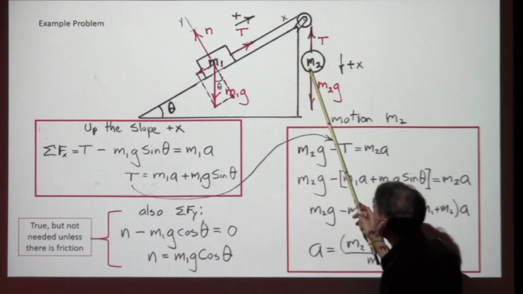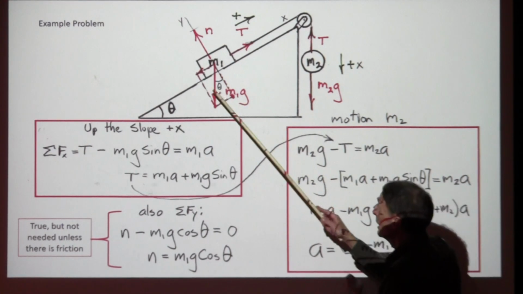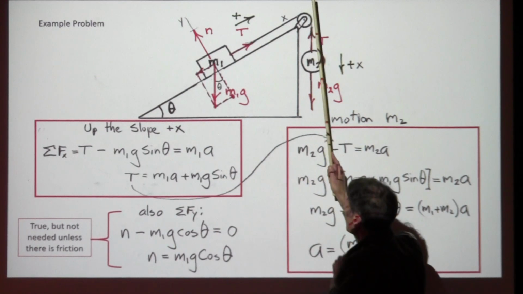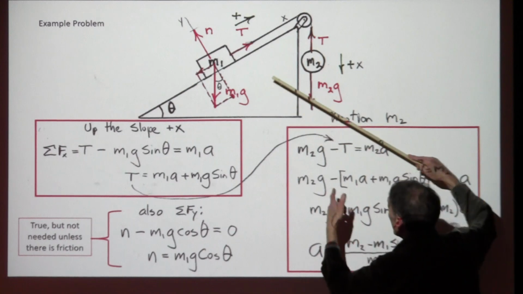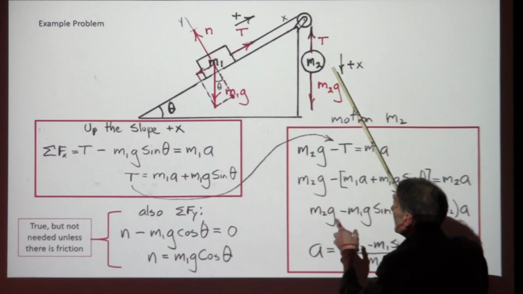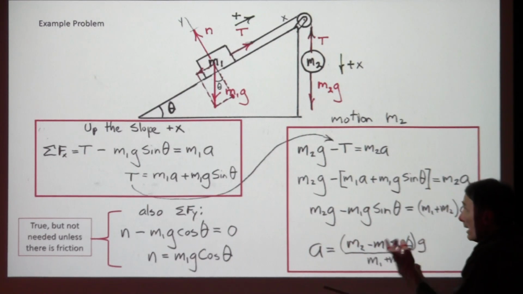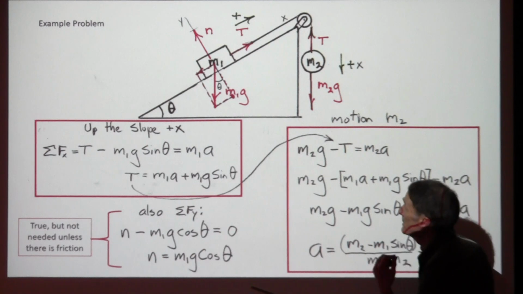I'm not sure exactly which way this thing is going to move. If this one is heavy enough, it would pull it down the incline and pull this one up. If this one is heavier than this, it should pull the thing down and this one goes up. So either way it could go. And sometimes we can't tell what's happening. But the math can tell you. The physics can tell you.